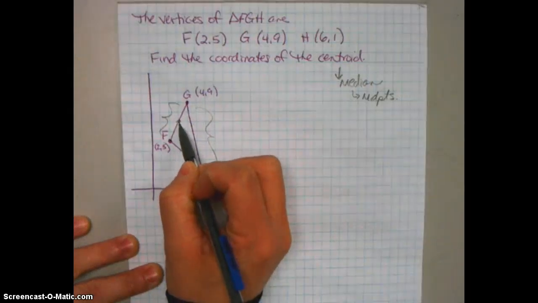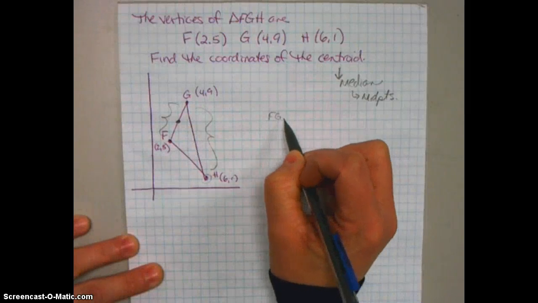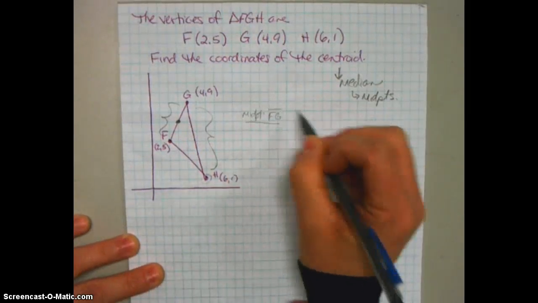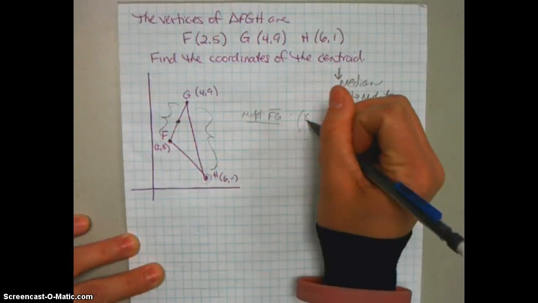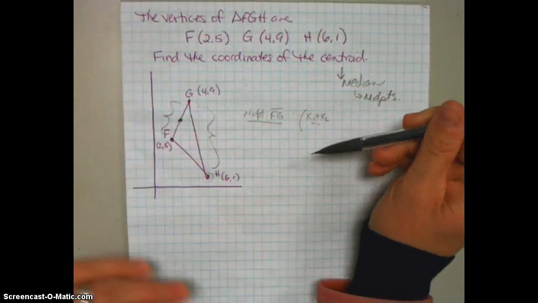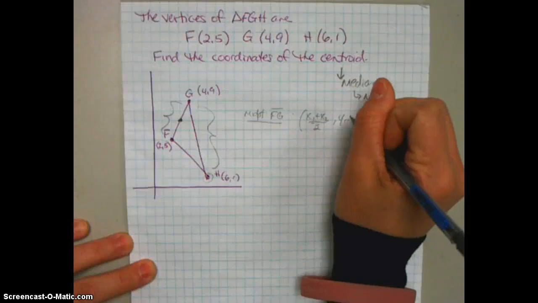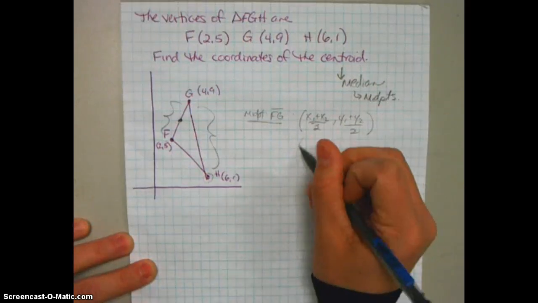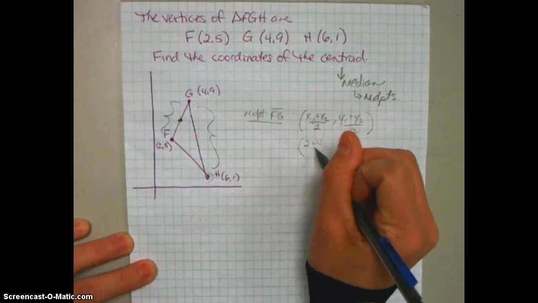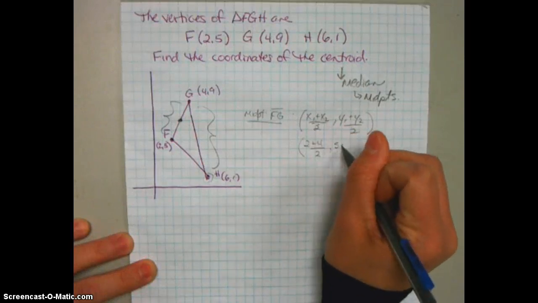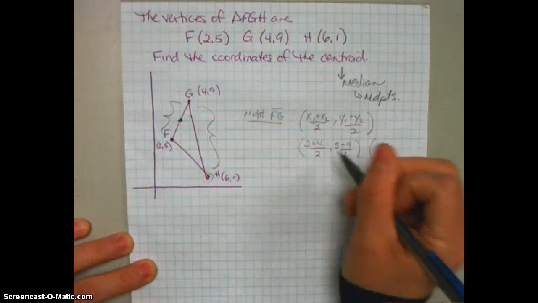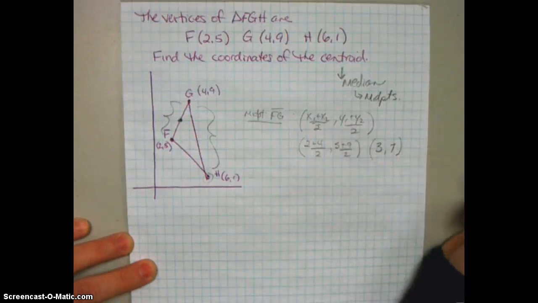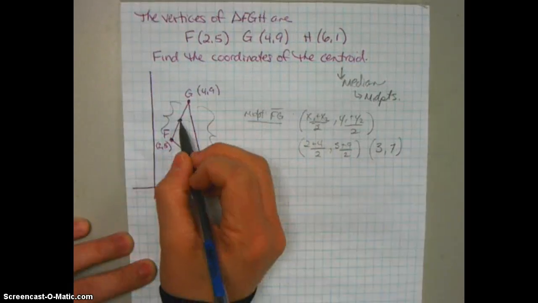Now we just did this one in the other video, but just as a recap, we're trying to find the midpoint of segment FG. So remember that our midpoint formula is x1 plus x2 over 2, and y1 plus y2 over 2. All right? So FG is 2 plus 4 over 2, and then 5 plus 9 over 2. So that's 6 over 2 is 3, 5 plus 9 is 14 over 2 is 7. So the midpoint is 3, 7, and that's what I have already marked.